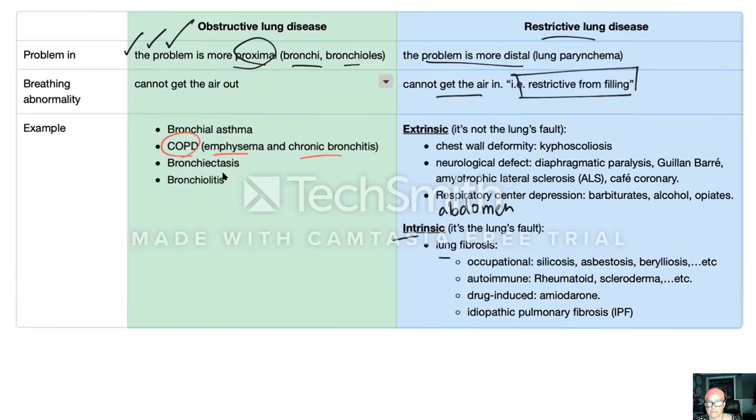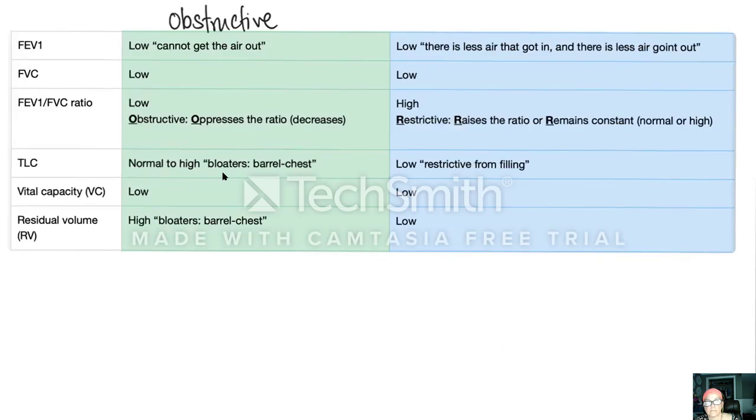Intrinsic lung fibrosis is the most common example, and it could be occupational, autoimmune, drug-induced, or idiopathic, which means the pathology of the idiots, or we are idiots and we cannot figure out the pathology, i.e. unknown cause. Because sophisticated doctors don't just be honest and say, I don't know, they just say, it's idiopathic, go figure.